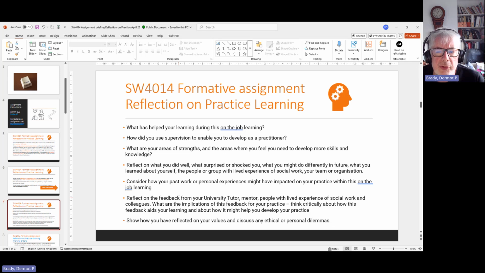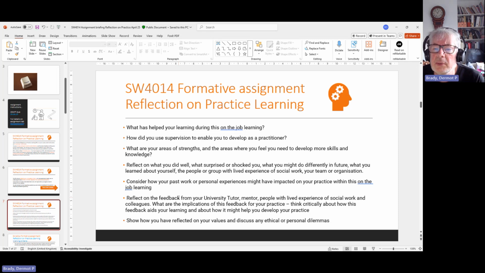I'm still using supervision. I've been doing this for a very long time. The act of talking and sharing with another person clarifies what I think and feel about things. What are your areas of strengths? And perhaps where do you need to develop a little bit more?